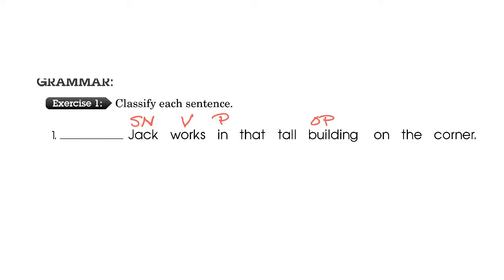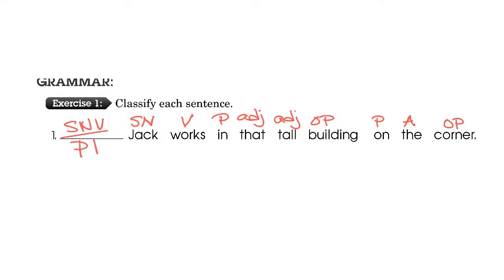What kind of building? Tall. Adjective. Which building? That. Adjective. On. Preposition. On what? Corner. Object of the preposition. The. Article. Adjective. Subject, noun, verb. Pattern 1.